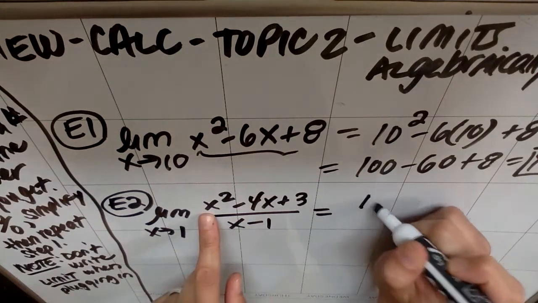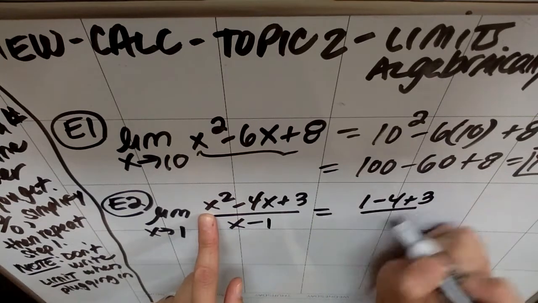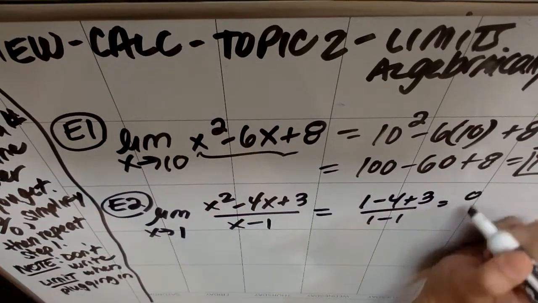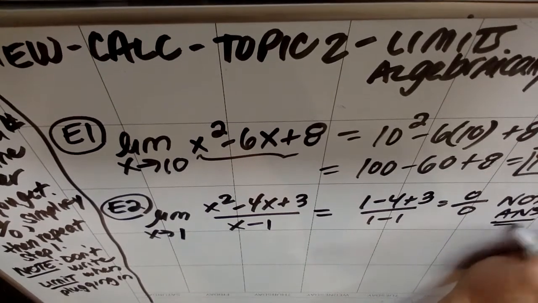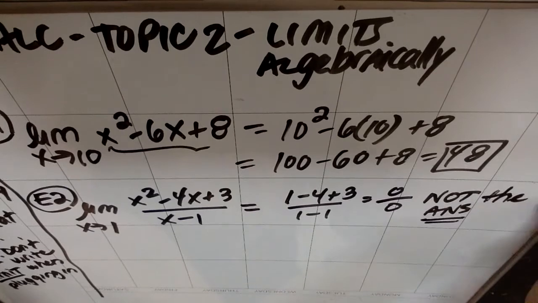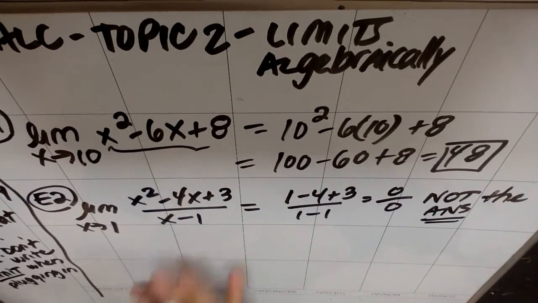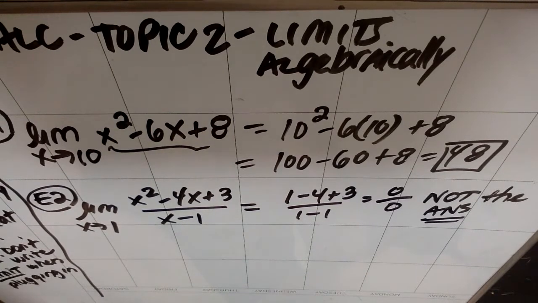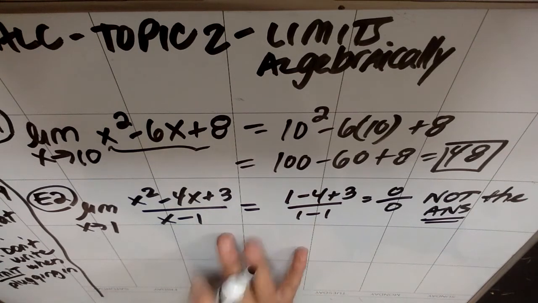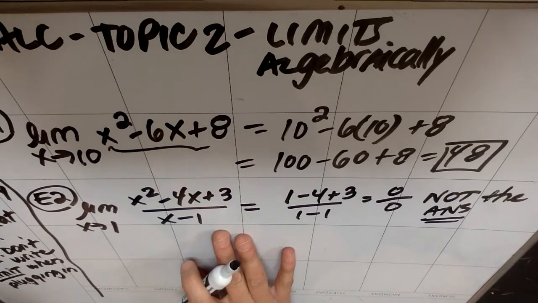If I plug in, I'd get 1 minus 4 plus 3 on top of 1 minus 1. Well, that's definitely 0 over 0, which is literally never the answer, okay? That's not the answer. Just to be clear, that is never, ever, ever in all of math going to be your answer, okay? So I go back here and say, okay, how could I simplify this expression? Well, if you think back to when you had pre-calc with me, we did a whole section on simplifying rational expressions. If I factor the top, there's a good chance that I can get something to cancel.